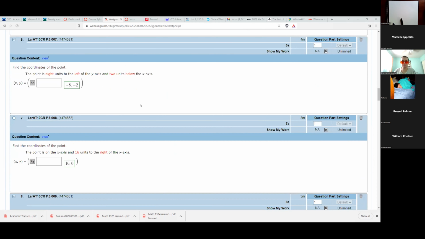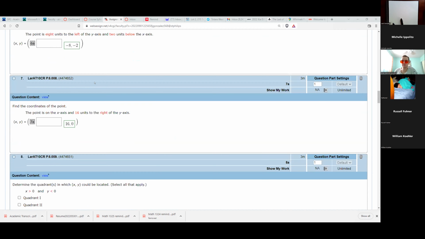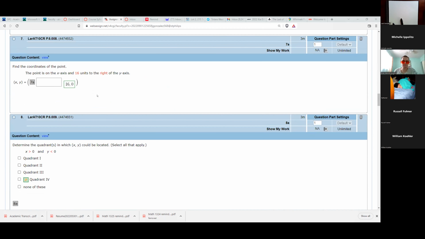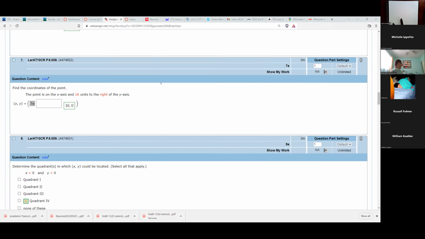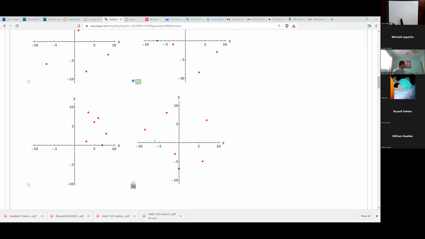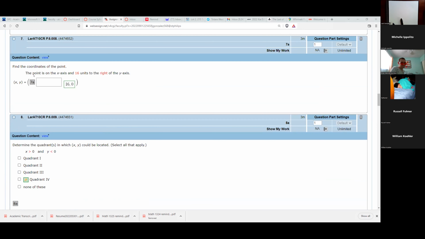But yeah, most of these questions, the first half I guess, is testing: do you remember how to plot a point? Do you know where the x-axis is and the y-axis is, right? If they tell you it's on the x, that means there is no y, right? If you're right on top of the x, then y is 0. That's what they're saying right here. The point is on the x-axis and 16 units to the right. So you would just be right on the center and you just move to the right 16. That's why this is 0.